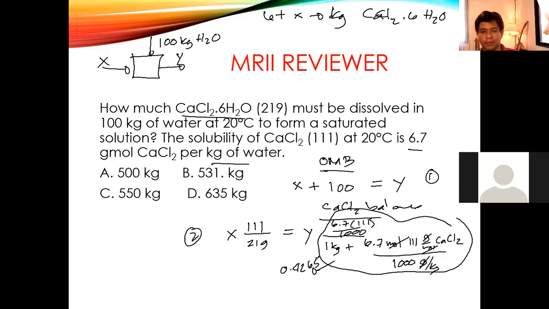So, what's the final answer? What's the best answer? Anong letter? It's 531. Walang negative yan, Paolo, ha? Very good, Paolo, kung walang negative. Very good, Gia, 531. So that's letter B. So ito yung answer, 531. So supposed to get 531 kilograms. Question. Do you have any question?